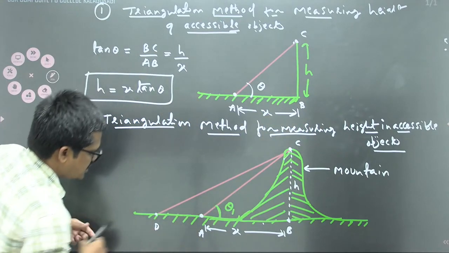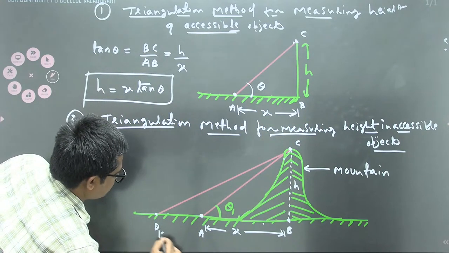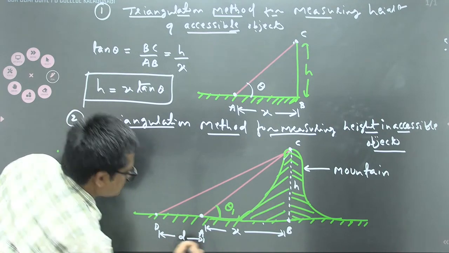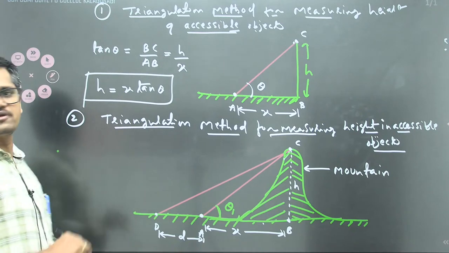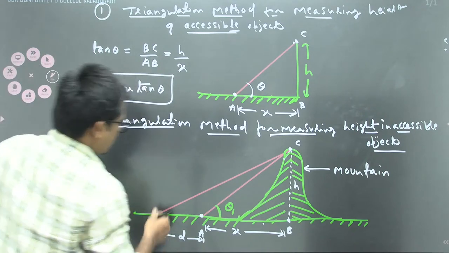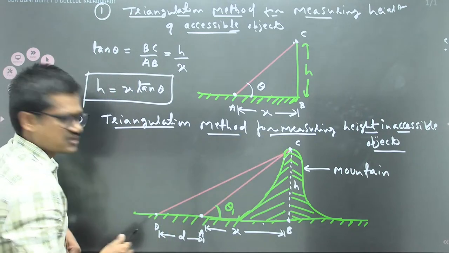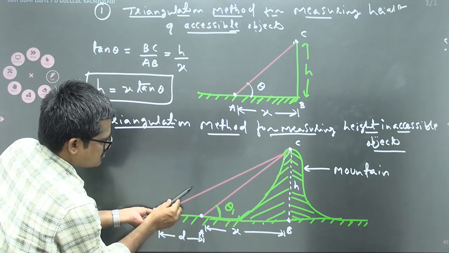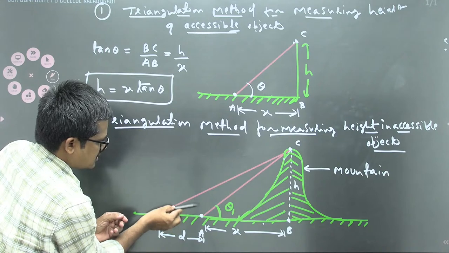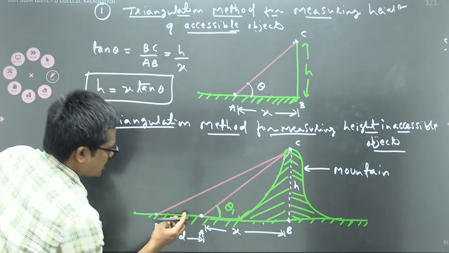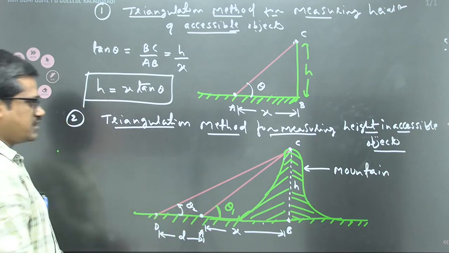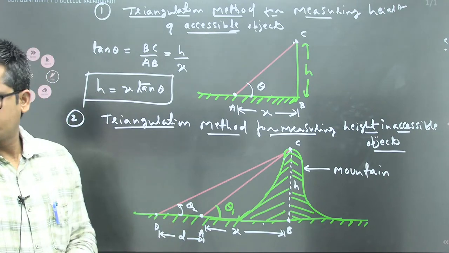Now come to D. Assume the distance you come from A to B is small d. Getting my point? Small d. Is it right? Now again using the telescope from here, keep the telescope horizontal, again turn it through in this direction. Again you will get some angle. Let this be theta 2.